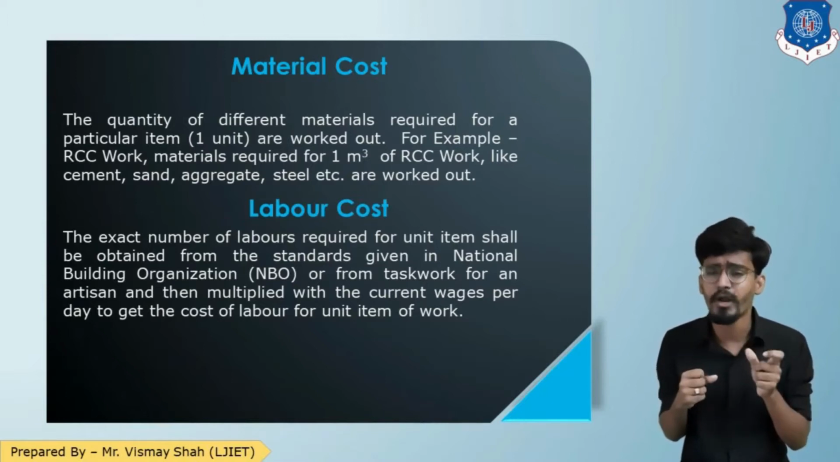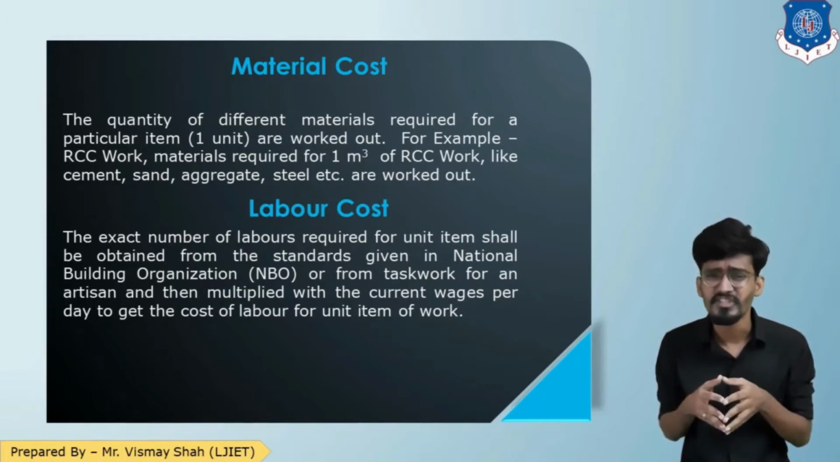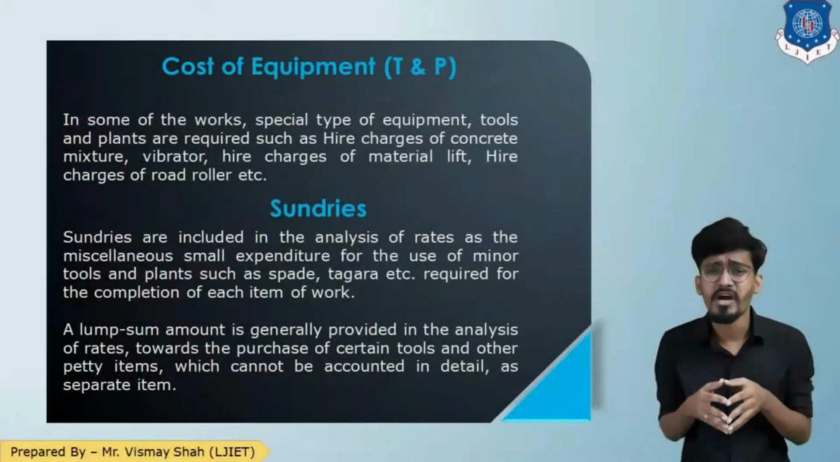So once you get the number of laborers of different categories, then you have to multiply that number with their daily wages, so you'll get the labor cost. The next is cost of equipments or cost of tools and plant.